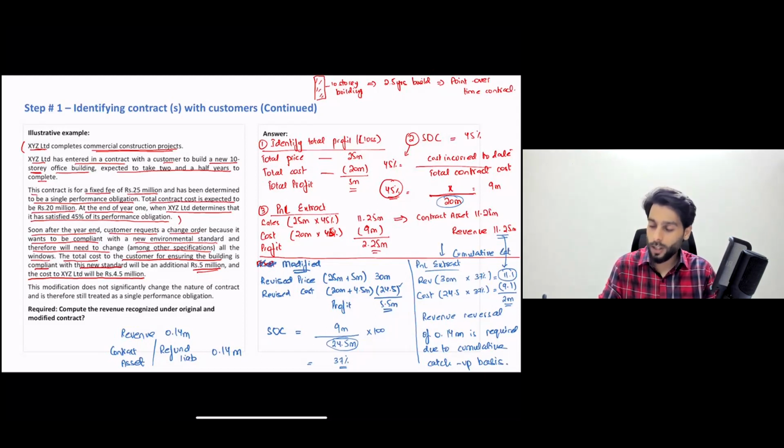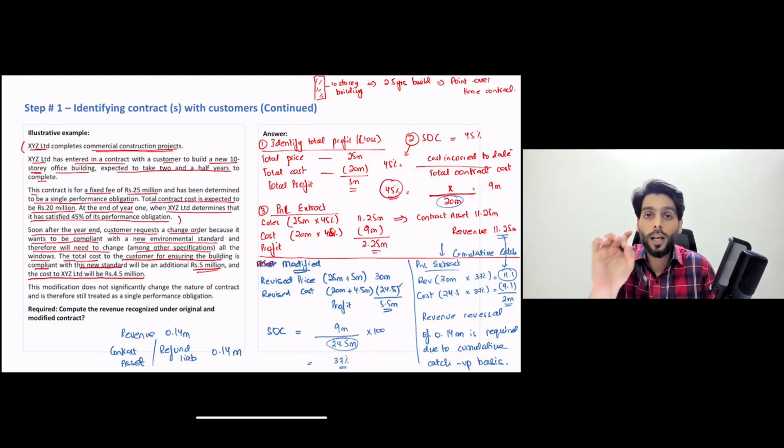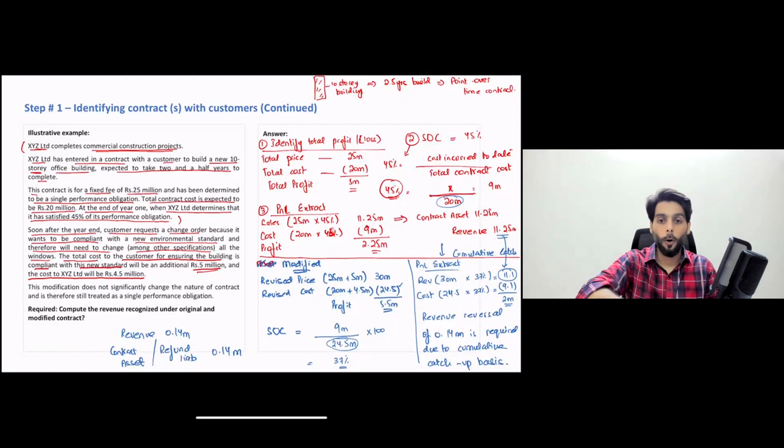Whenever there is a modification in contract and there is no separate contract being formed, you need to calculate your revised stage of completion and adjust your revenue according to the modification. I hope it is well understood by this scenario.